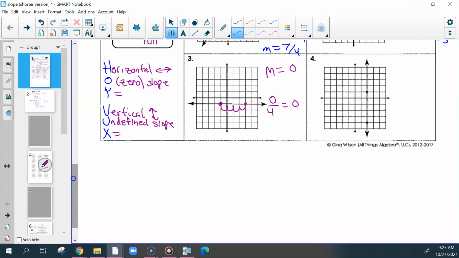Okay. And then number 4, if you see that this is a vertical line, what type of slope will it have? Undefined. If you wanted to still do the work, like the counting work, I do see that this goes up and down. There are 2 points on here. And I'll say this goes down 5. But it does not move left or right at all. And anytime we divide by 0, we get what slope? Undefined.